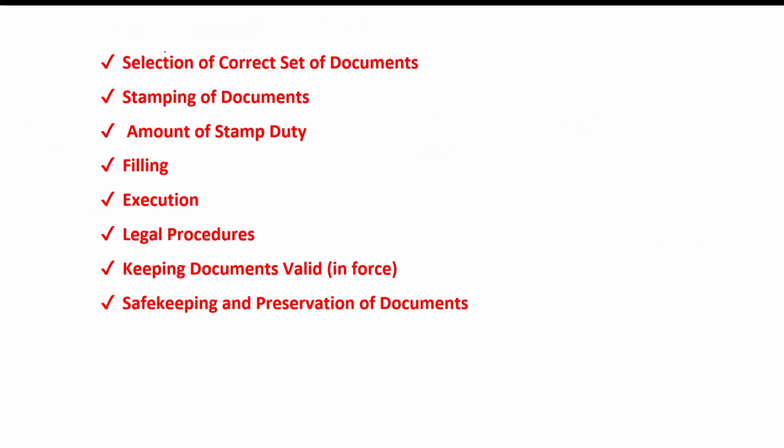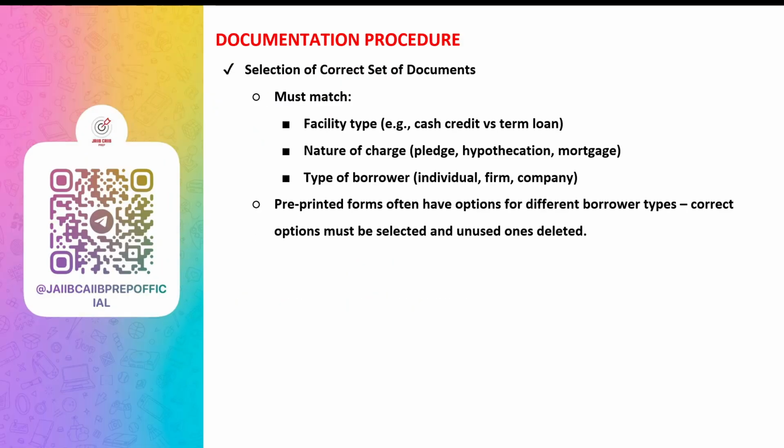Then we have documentation procedure. Documentation procedure includes all these steps: selecting the correct set of documents, stamping of documents, amount of stamp duty, filling, execution, legal procedure, keeping documents valid, safekeeping, and preservation of documents. So let's understand each of them, starting with selection of the correct set of documents.